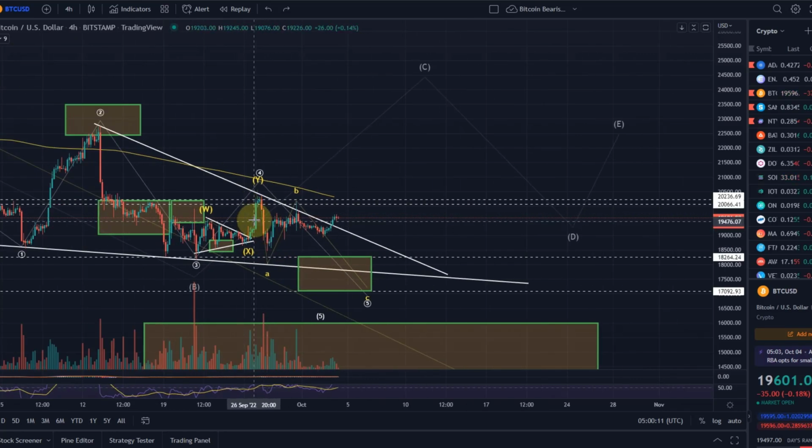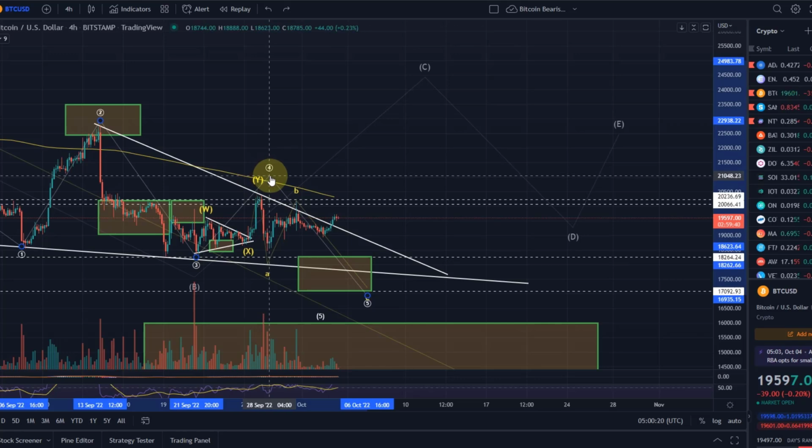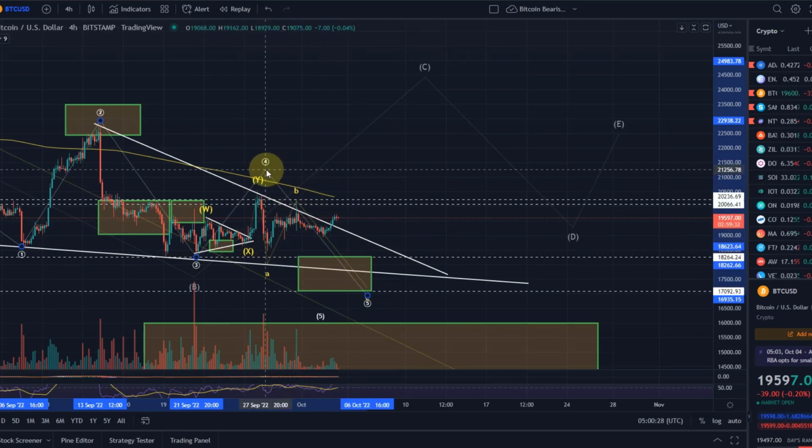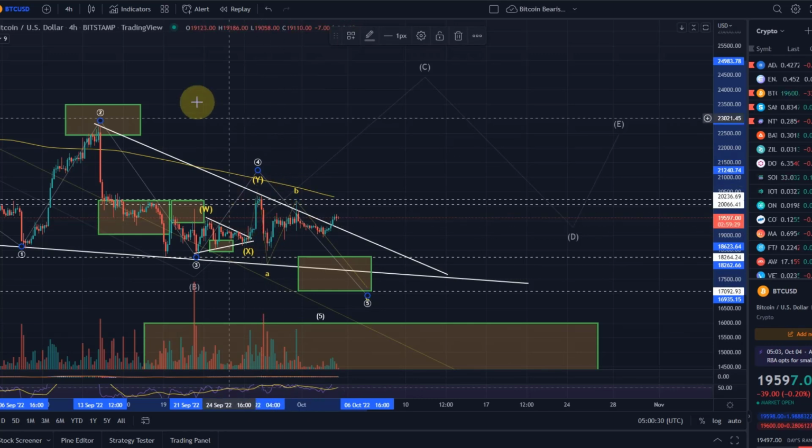Here, however, this is a bit too early to say, but we could also count this as a triangle itself. In that case I would say we had our wave A, B, C, D, E, and will then turn down. It doesn't make a great difference, okay? But yeah, that is my update about Bitcoin.